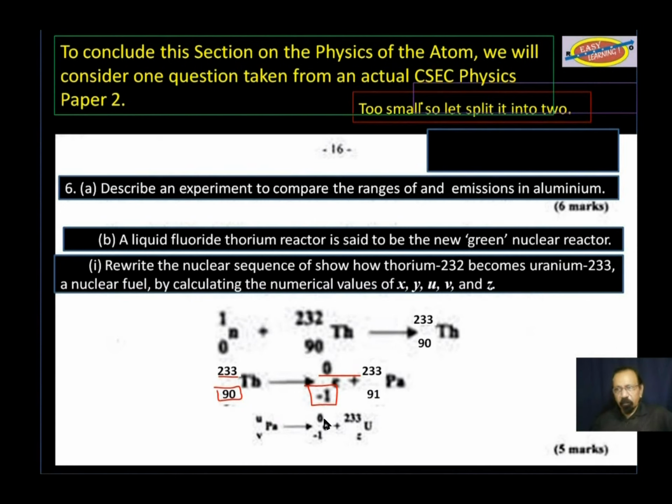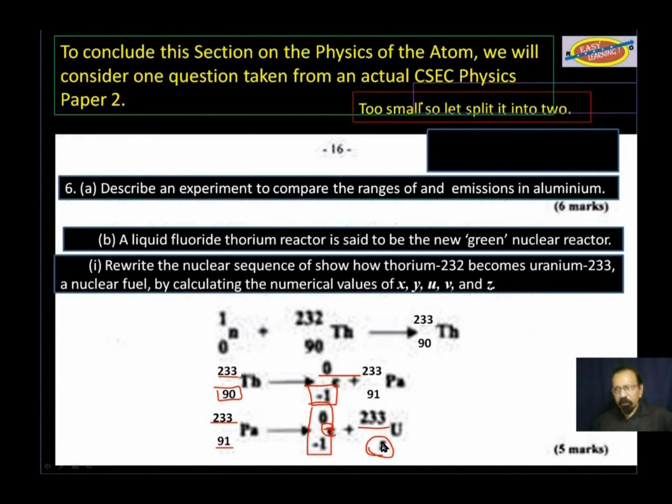Then we come to this part down here. This Pa is that same Pa we had here. So that's 233 and 91. Again, we have that same beta decay here. It's an electron. This is 233. They tell you that is 233. This is 91. So what must this Z here be?